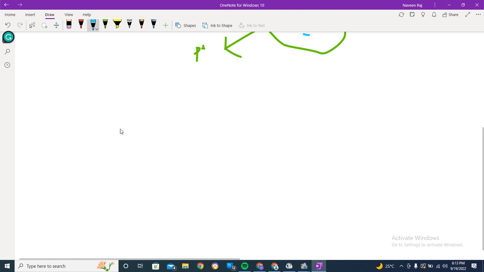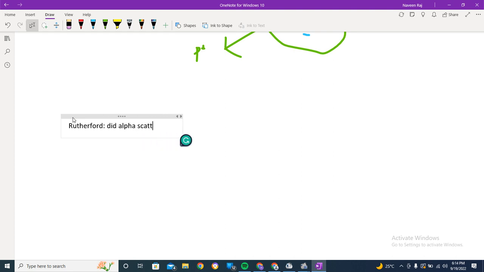Now we discovered the electron, proton and neutron, and after those discoveries a new scientist came, presenting his own model, that was Rutherford. He did the alpha scattering experiment. In order to understand what he did, we need to go into the experiment which he performed. This was around 1910 somewhere.